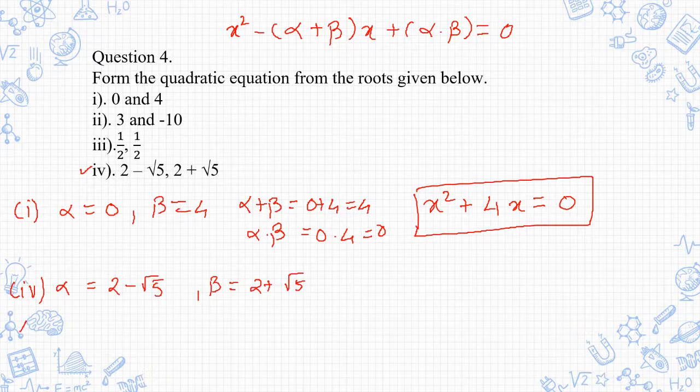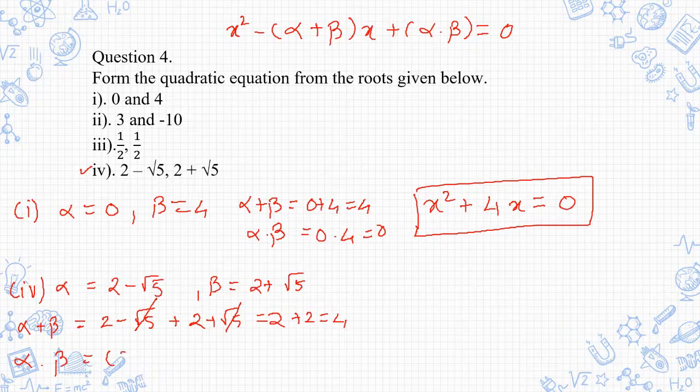Find out first alpha plus beta. So that will be 2 minus root of 5 plus 2 plus root of 5. Minus root 5 and plus root 5 will get cancelled, and you will be left with 2 plus 2, that will give you 4. Similarly, find out alpha into beta, that will be 2 minus root of 5 and 2 plus root of 5.